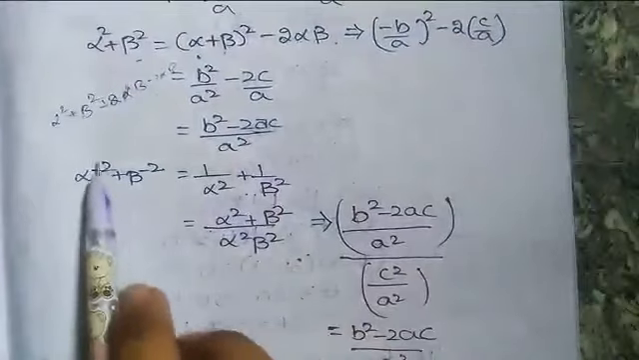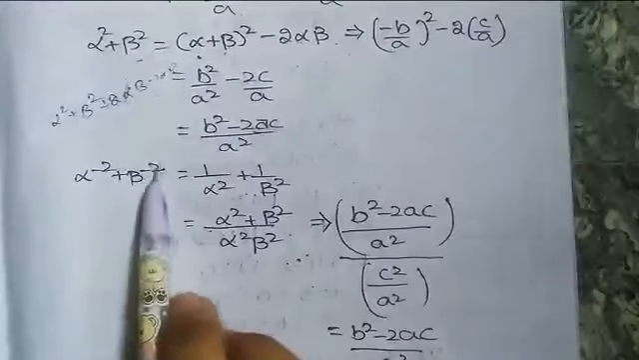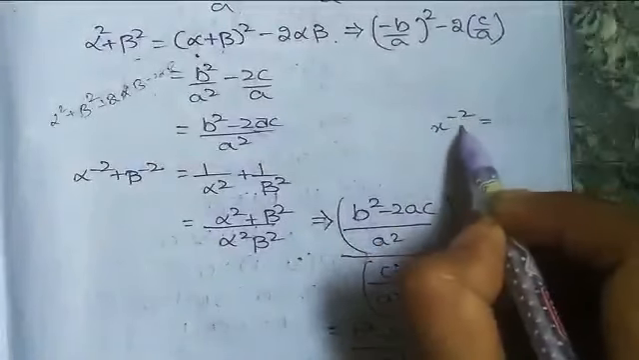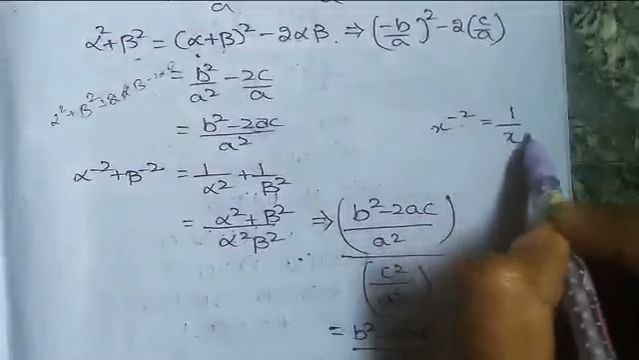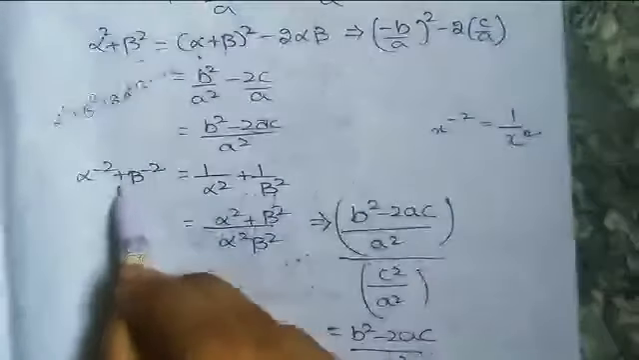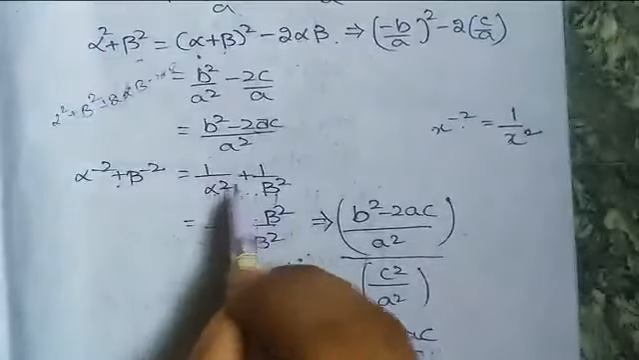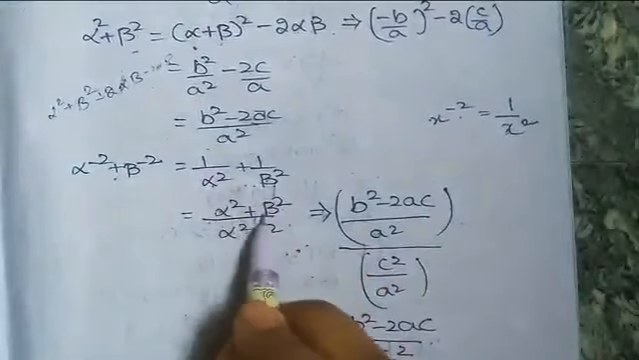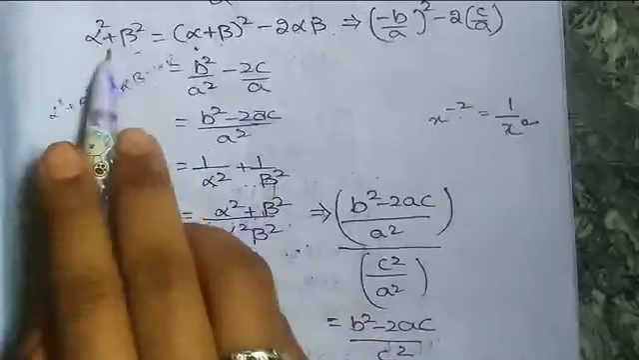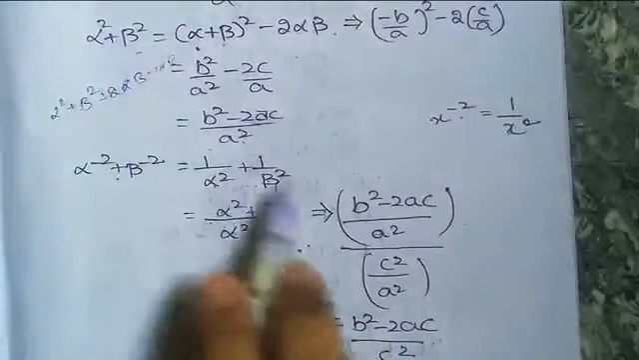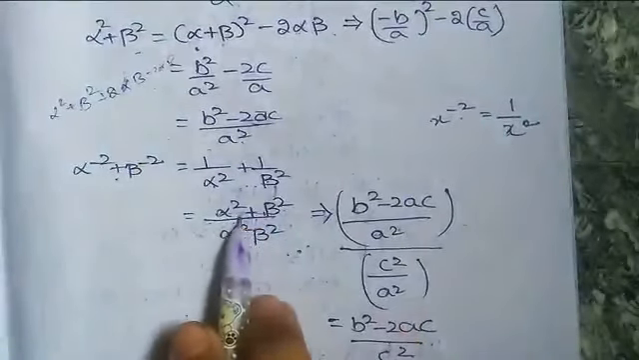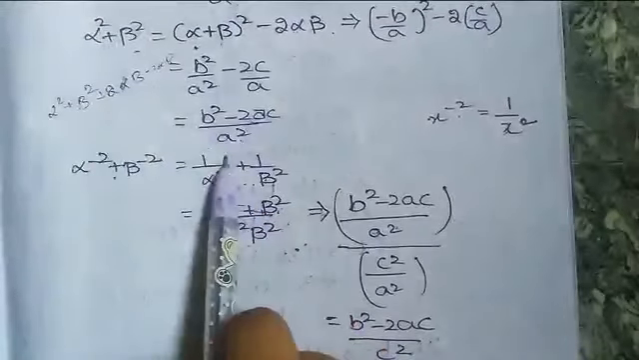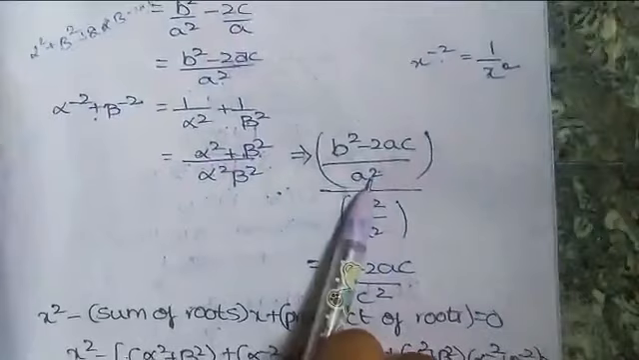Now, alpha power minus 2 plus beta power minus 2. It is in the form of x to the power of minus 2. In exponential form, if it is in the power, then we can write it like this. So the same formula I have applied here: 1 by alpha square plus 1 by beta square. Taking alpha square beta square as LCM, we get alpha square plus beta square in the numerator. Here we have the alpha square plus beta square value, which we already calculated before. So I write it here.